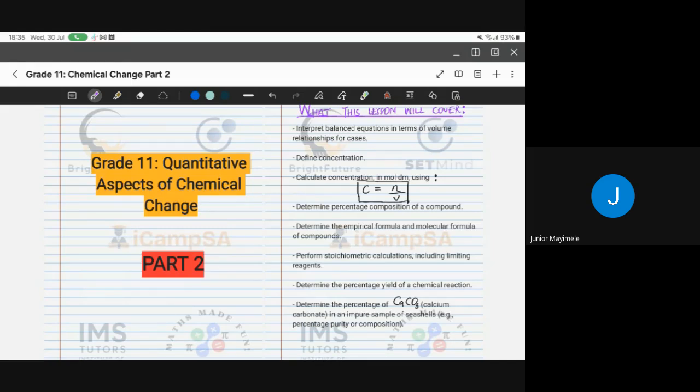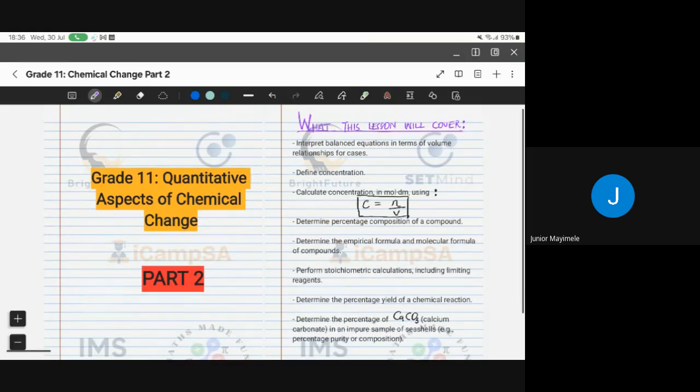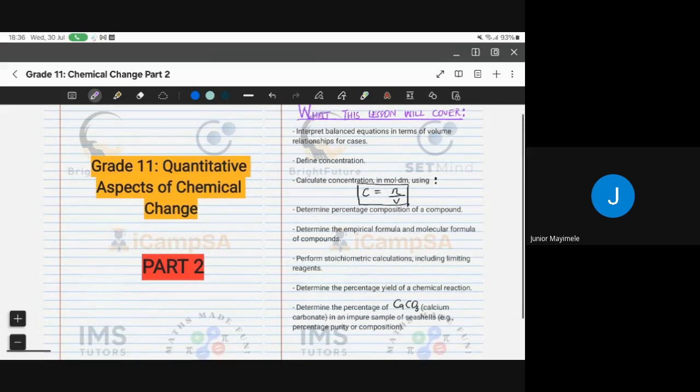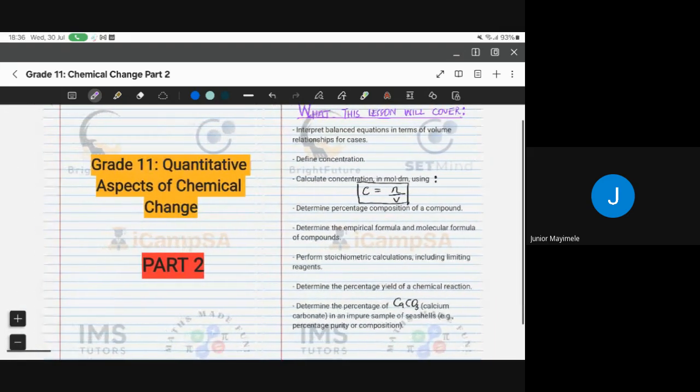All right, guys. So I think we can start now. Anyone that is yet to join will probably join at some point during the lesson, right? So my name is Pilani Dlamini, and I'll be taking you through quantitative aspects of chemical change. Well, this is part two. We did a part one, I think, on Monday, if I remember correctly. In part one, obviously, we covered the moles, we did Avogadro's law, and so on. So in today's lesson, we have all these things that I've listed here, which we will cover, right?